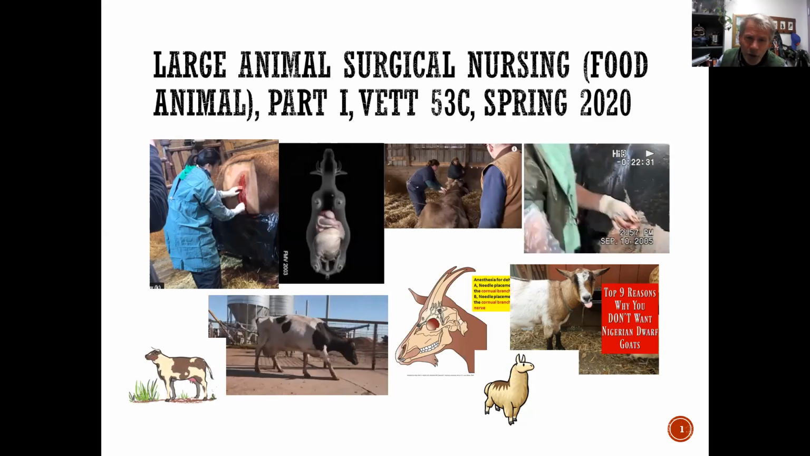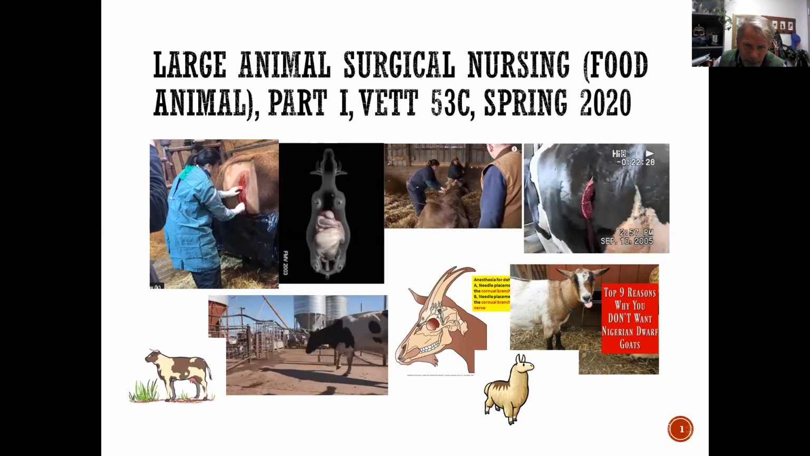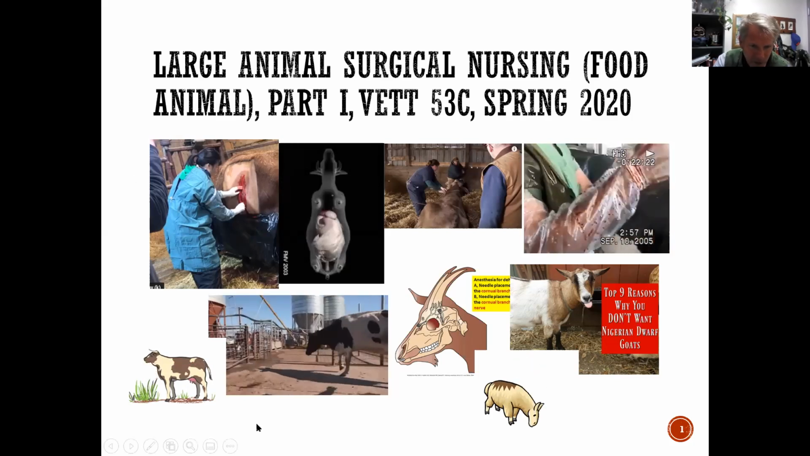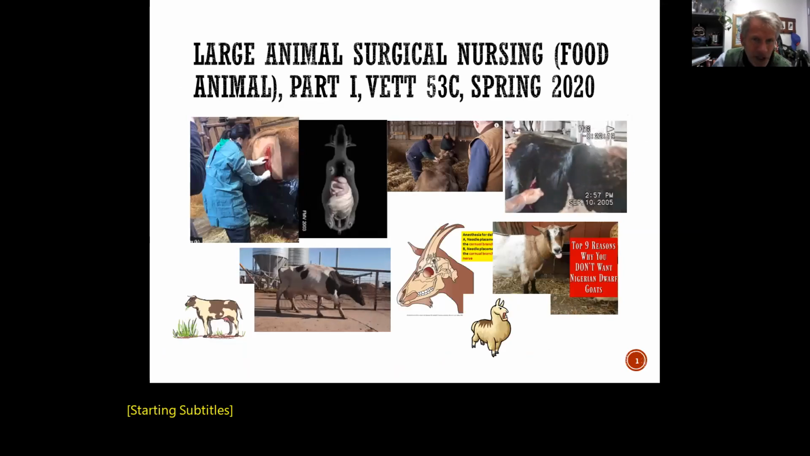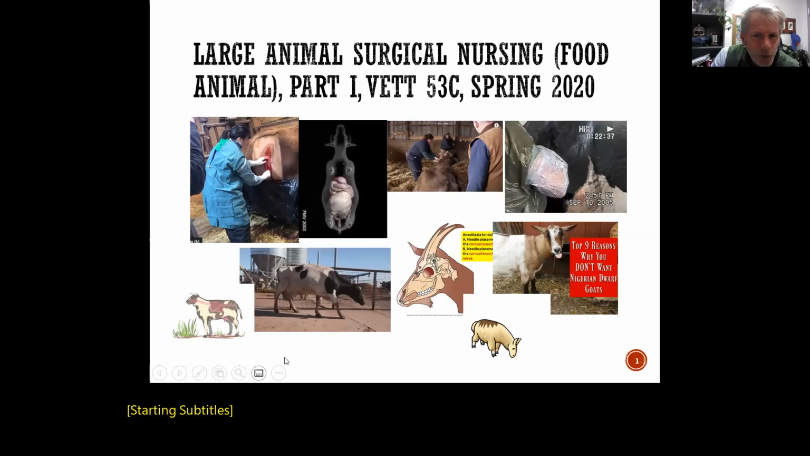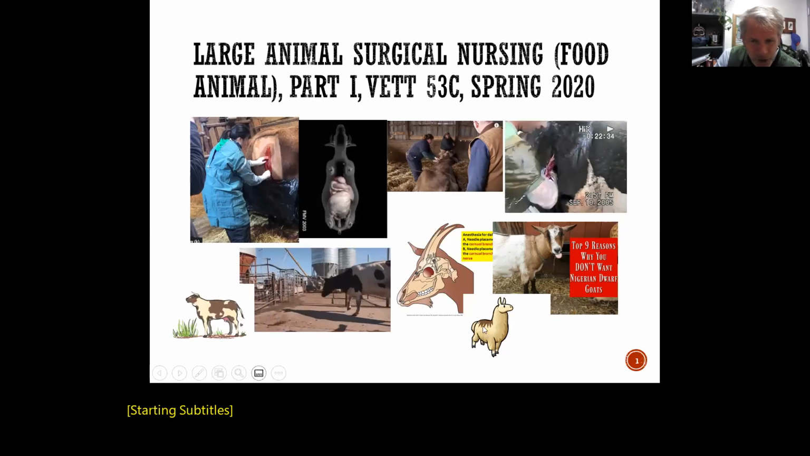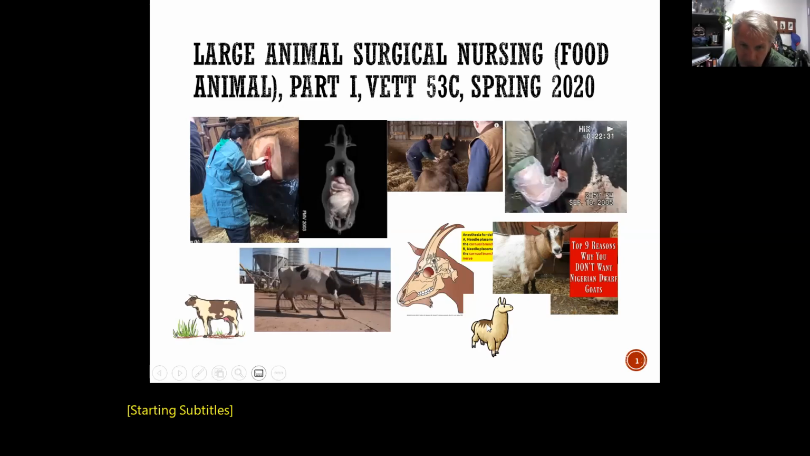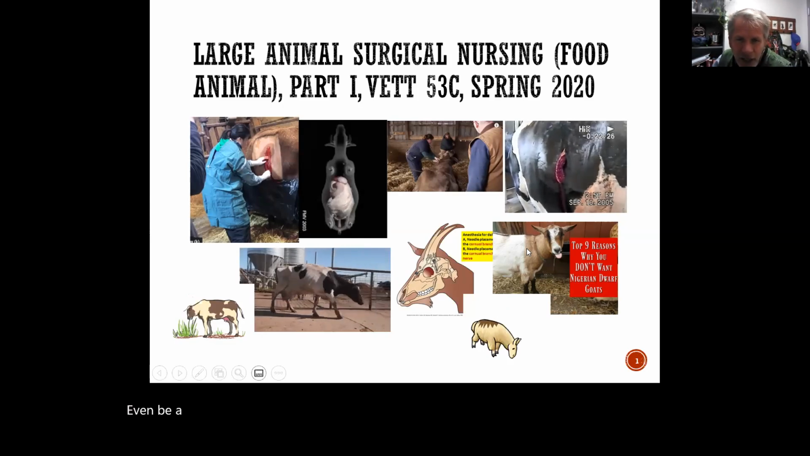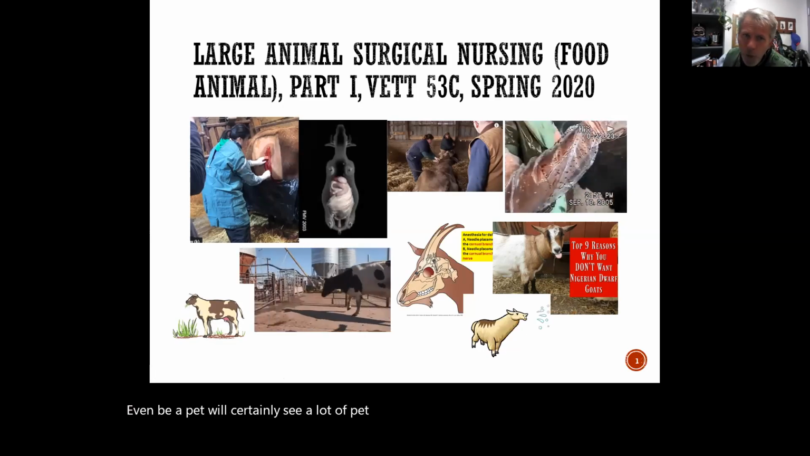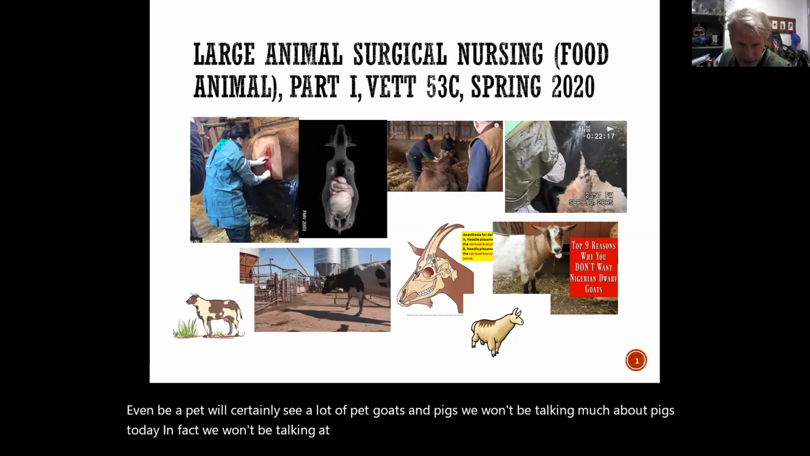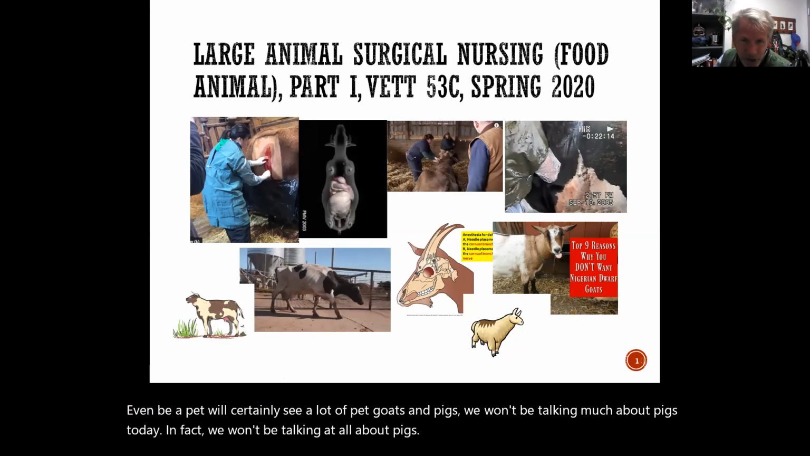I prefer the term farm animal over food animal because, for example, certain animals are used for fiber and not food, and then some animals may even be a pet. You'll certainly see a lot of pet goats and pigs. We won't be talking much about pigs today. In fact, we won't be talking at all about pigs, just because they're not in the chapter.